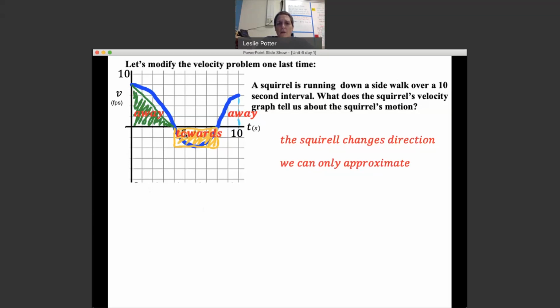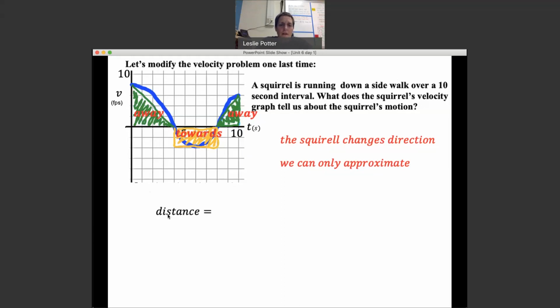How about calling this region here, from 4 to 8 seconds, where the squirrel is running back towards us, somewhat rectangular? Because this goes outside the region between the function and the horizontal axis, it's a bit of an overestimate. So maybe these two compensate for each other pretty nicely. And then this last section looks pretty darn triangular, still a little bit of an underestimate. But all three together, I think, would get us pretty close. So it's a matter of then finding those regions.